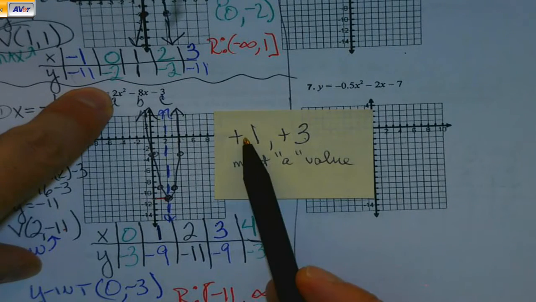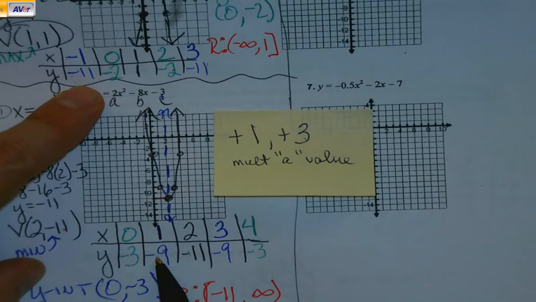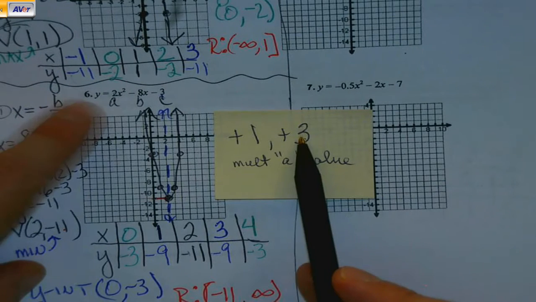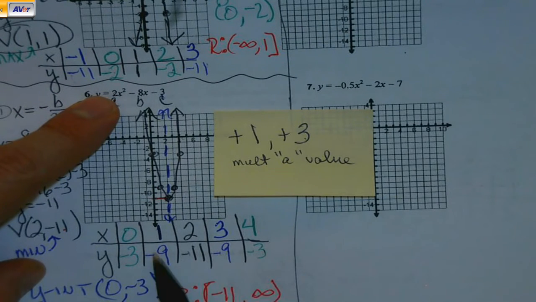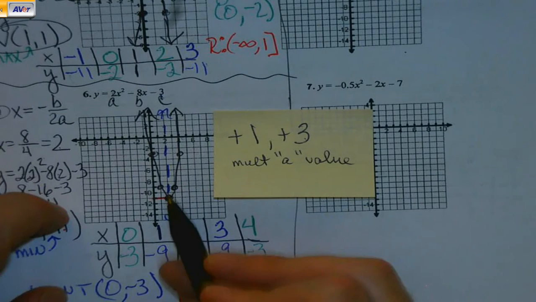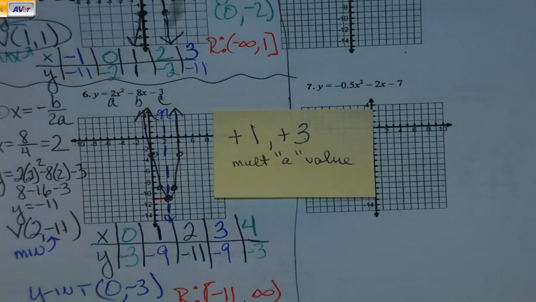1 times 2 is 2. Added 2, added 2. 3 times 2 is 6. Added 6, added 6. And sometimes people even just do it right on the graph and they don't even worry about making a chart. It's an option. Maybe an option for you, may not be.